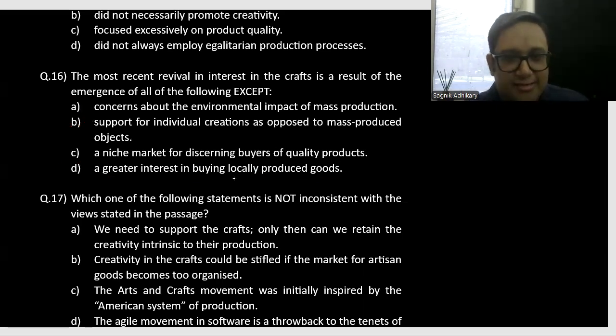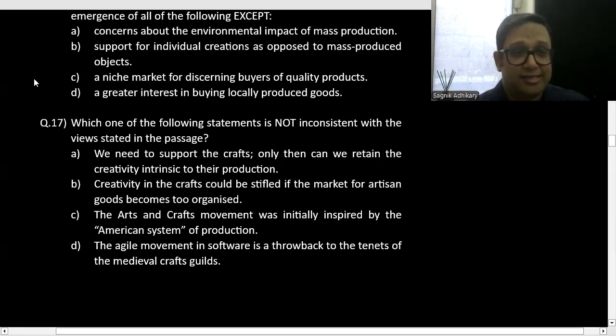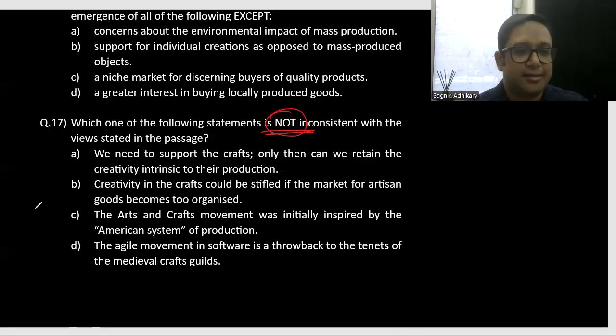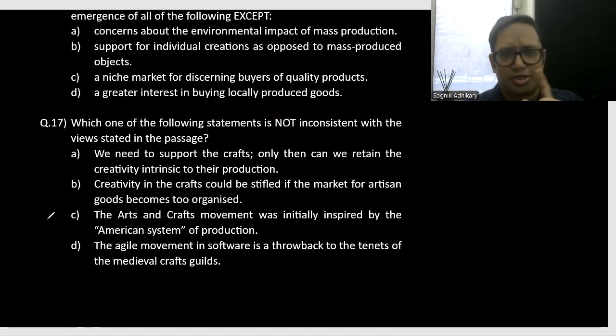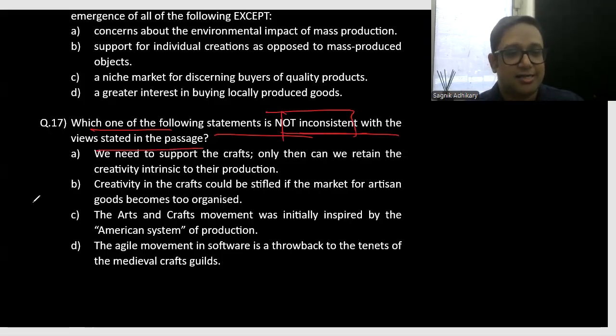Finally, question 17. Again, we can see that this is another except-type question; it does not use the word except, it says not here. The question is a bit confusing. The question is of a double twist format. Which one of the following statements is not inconsistent with the view stated in the passage? Not inconsistent. Let us understand.